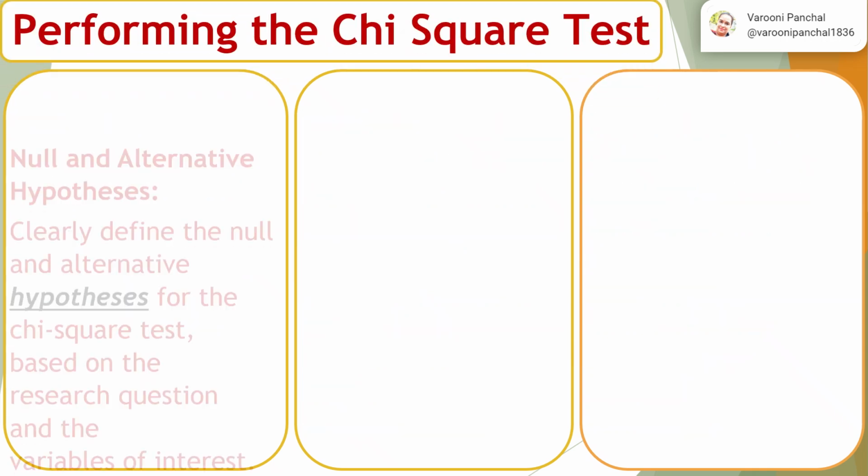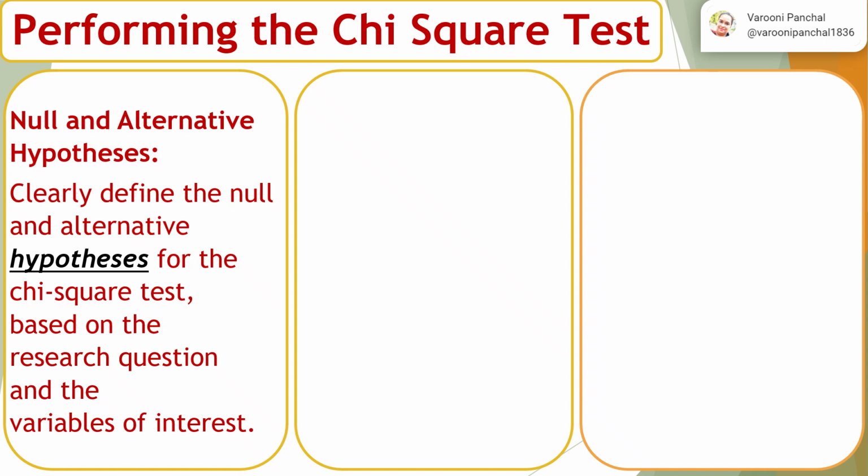Performing the chi-square test. Null and alternate hypothesis. You need to clearly define the null and alternative hypothesis for the chi-square test based on the research question and the variables of interest. For example, whether I want to reduce the value or increase the value, whether the treatment improves or decreases. First you need to understand, from the medical point of view, the significance of that primary endpoint.